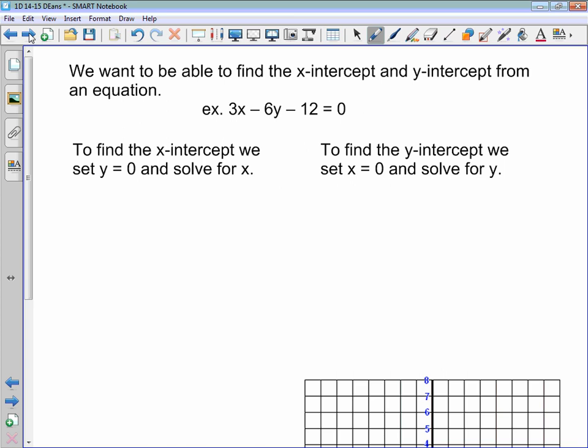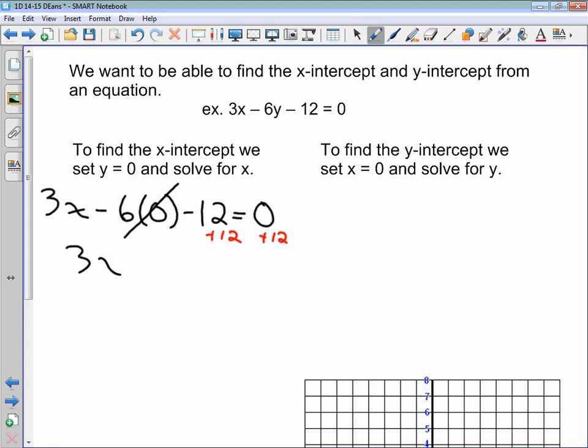So let's just sub in y equals 0 into our equation here. We get 3x minus 6 times 0 minus 12 equals 0. This term, of course, is going to go away because 6 times 0 is just 0. And now we want to solve this thing for x. So I can add 12 to this side, add 12 to this side, and get 3x equals 12. So what is my value of x going to be here if I've got 3x equals 12? That's right. It's going to be 4, right? I divide both sides by 3 here, and I get x equals 4. So there is my x-intercept. X equals 4.